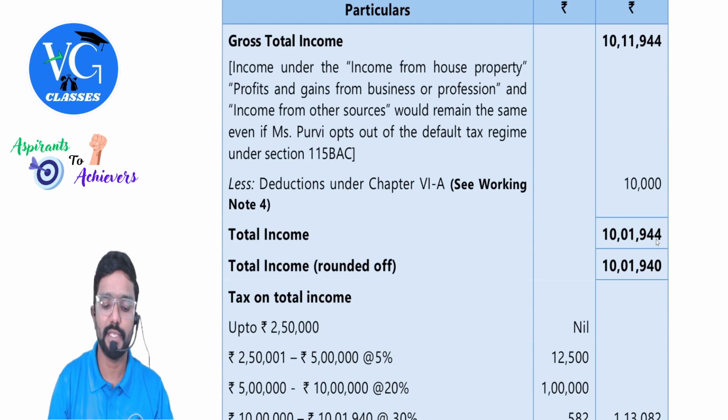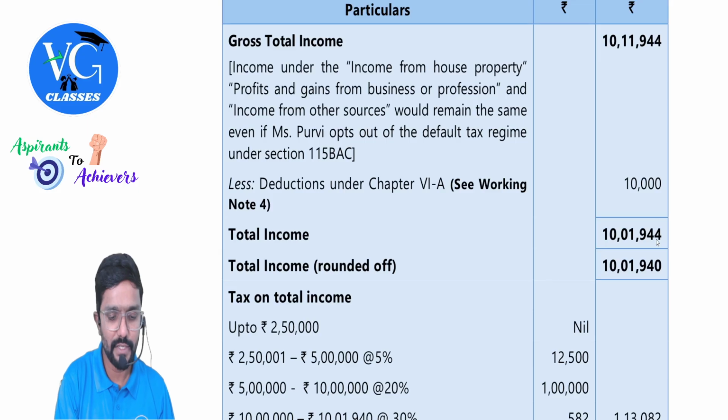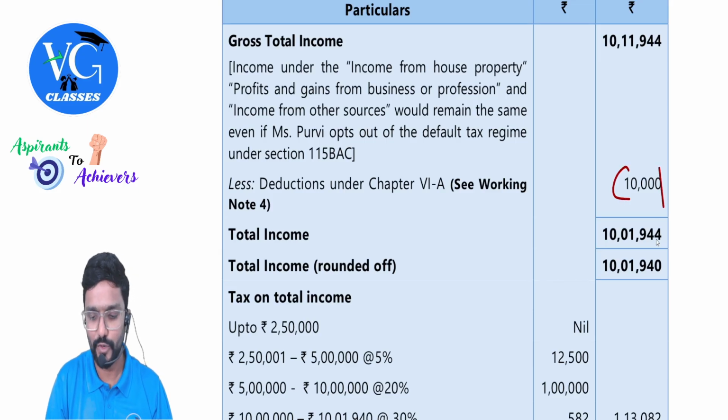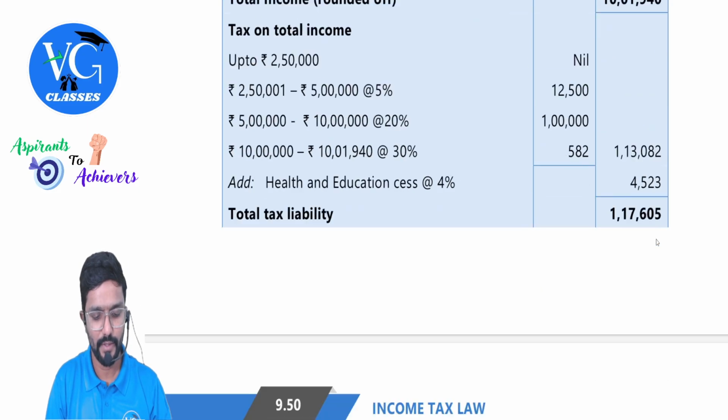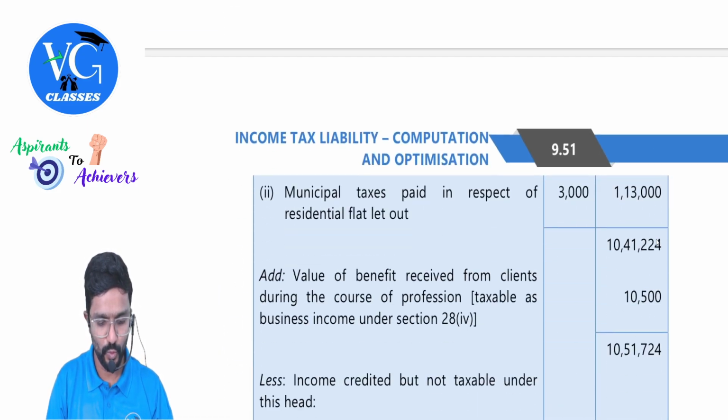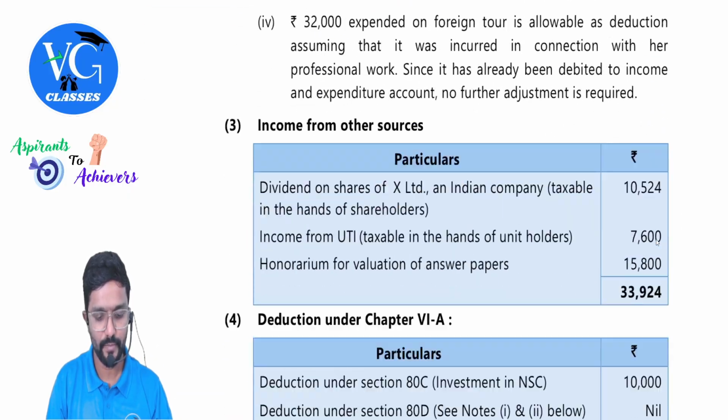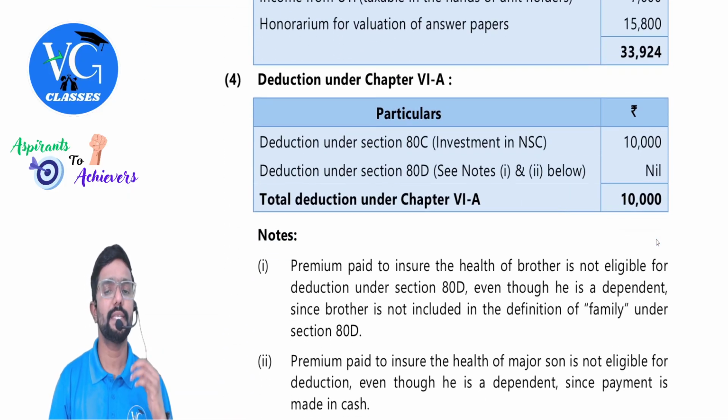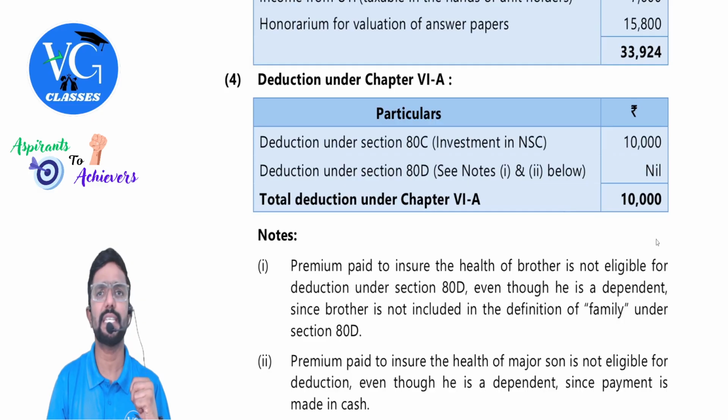Okay, how much are the deductions? They have told 10,000. How is it? They have shown it as working note 4, reasons. Okay, let us see. Working note 4, where are you? Yes. Deduction under section 80C, that is investment in National Savings Certificate, 10,000. Whereas for 80D, no deduction. Why?